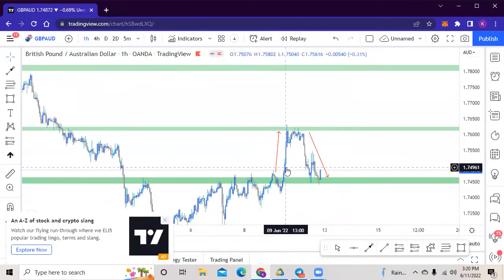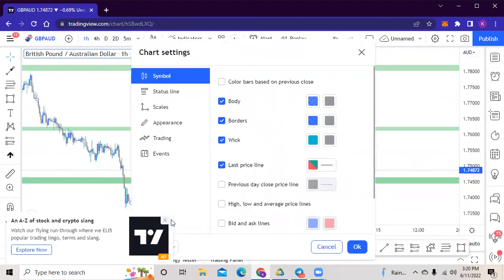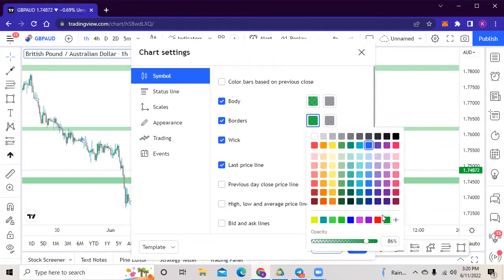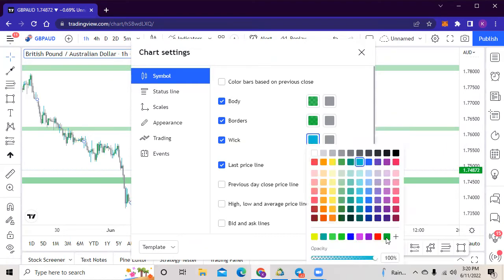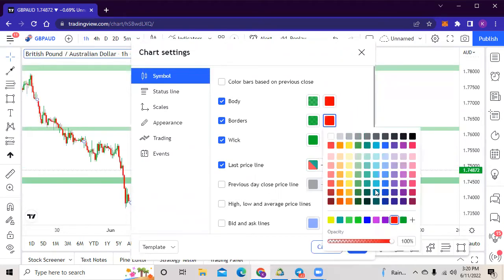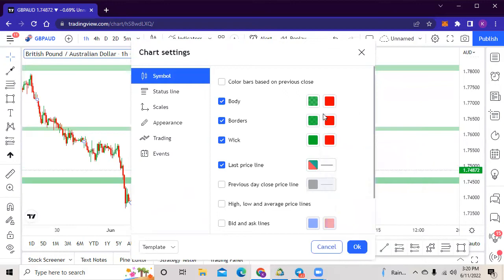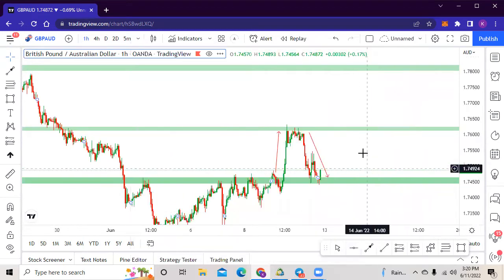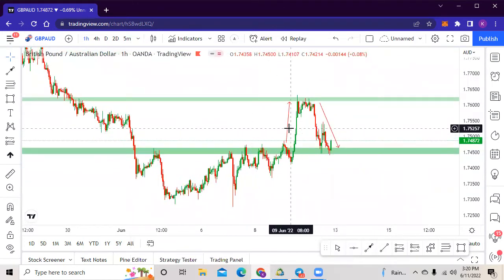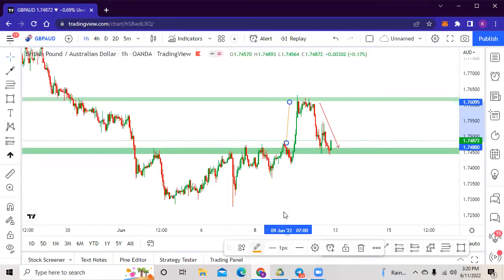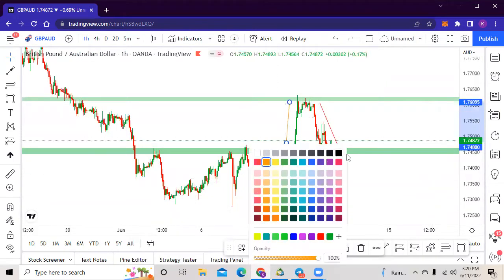I'm actually going to change the color of my candlesticks right now, just so we can have a better understanding of the general chart. I just want to have a clear view so you guys can see the direction. So with these, I'm going to use orange and try purple or something.